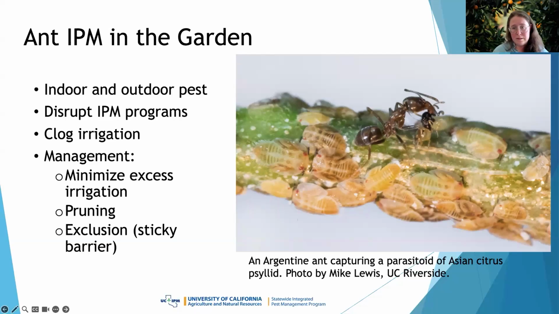And you can also exclude the ants from the trees or shrubs using a special sticky material like tanglefoot as a barrier. So to do this, you can wrap the base of the tree or shrub with duct tape or fabric tree wrap and apply the sticky material to that. You can find various sticky materials for this purpose at garden or hardware stores.